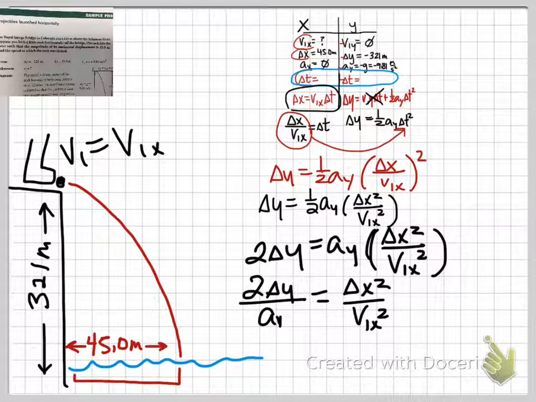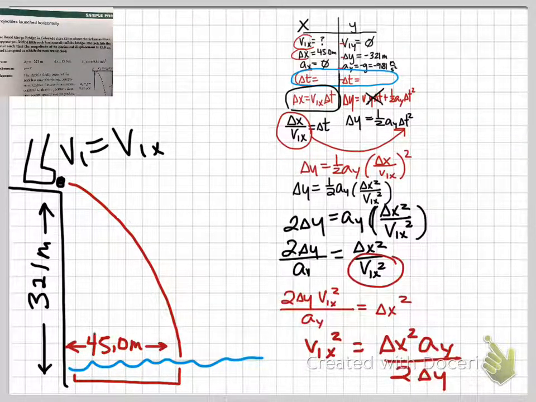Okay, so to solve for this, lots of people are fond of cross multiply and divide. You can do it that way. I tend to just multiply both sides. I guess I do the same thing in the end. But what we end up with, okay, so I divided both sides by 2 delta y. I multiplied both sides by a sub y. I end up with v_ix squared equals delta x squared a_y over 2 delta y. How do I solve for v_ix? Take the square root.